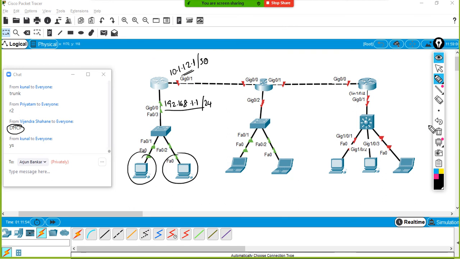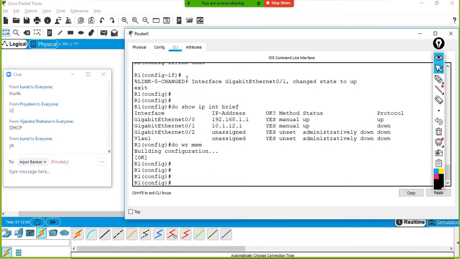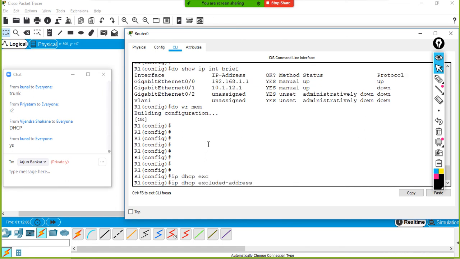Yes. As per Vijendra, we need to configure DHCP. That part we missed. So let's go and configure the DHCP. Let's go and do it now. So to configure the DHCP, what are you going to do, guys? IP DHCP excluded address. Can anybody tell the commands, guys? Can you please type it for me there? How to configure the DHCP? Vijendra, do you know how to configure the DHCP?